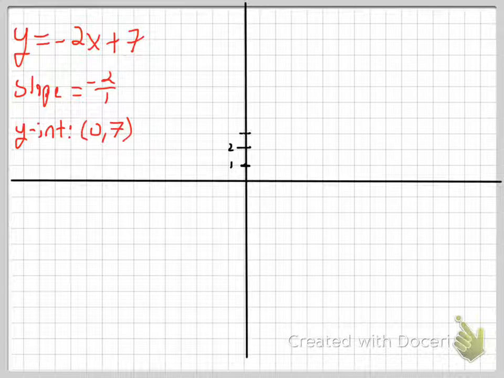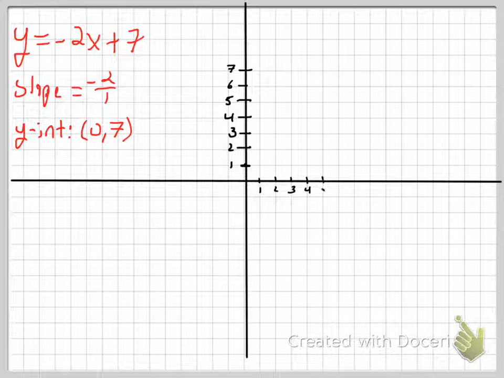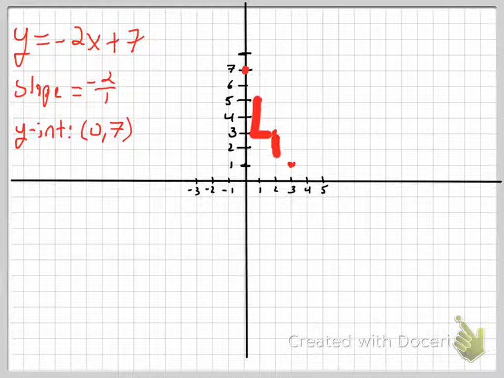So I'm going to go all the way up to 7. We'll put some more points in. Okay, and notice I go down 2, right 1, down 2, right 1. Or if I want to go in reverse, I'd go left 1, up 2 to get those points using my slope. Okay, I think I'm going to put a little bit more in, all the way up to 9 and all the way down to 4 and negative 1. If I need to put more points in, I will.